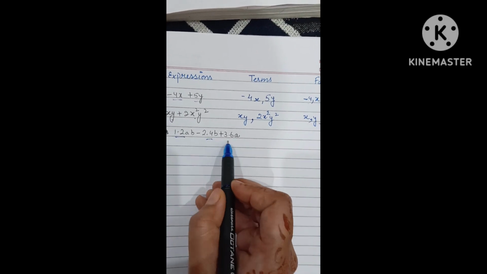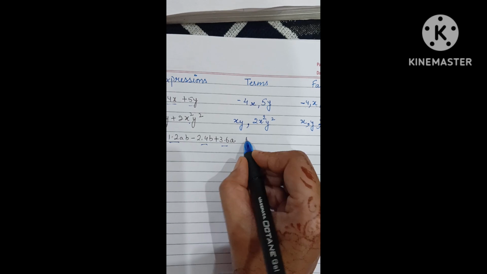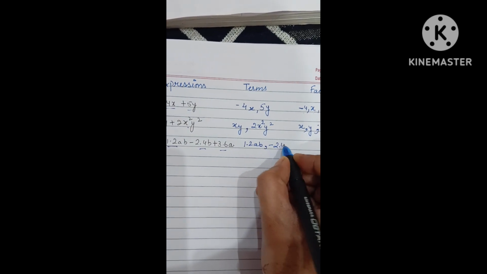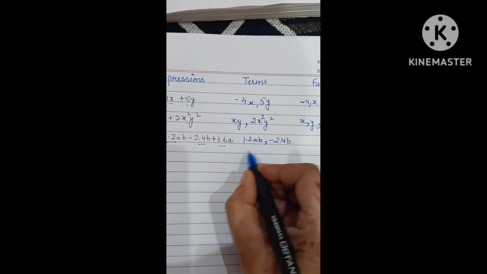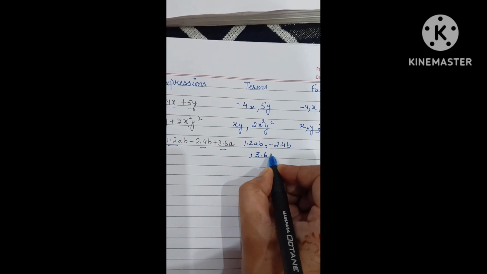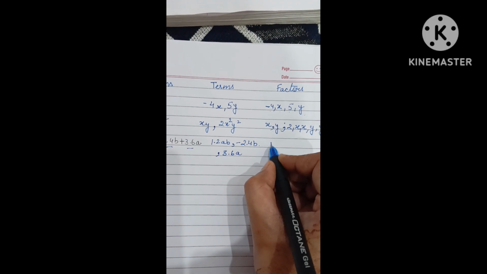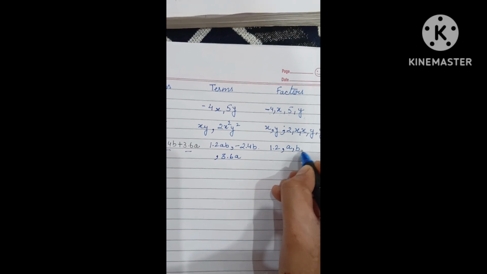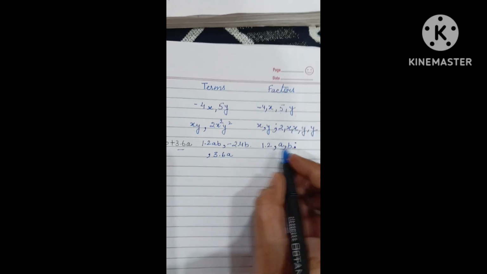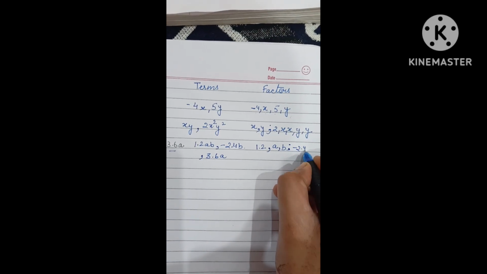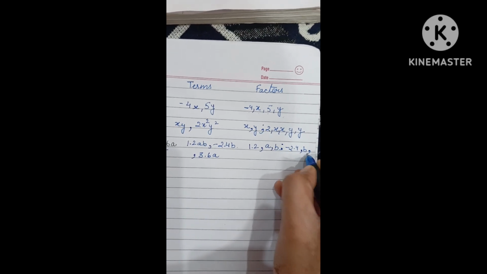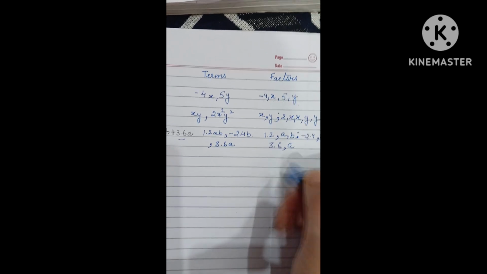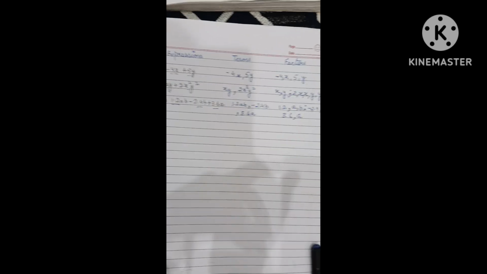Here the 3 terms are 1.2ab comma minus 2.4b comma 3.6a. Now the factors will be 1.2 constant part, variables a comma b. For the second, minus 2.4 comma b. And for the third one, 3.6 comma a. So I have written here the question number 5.